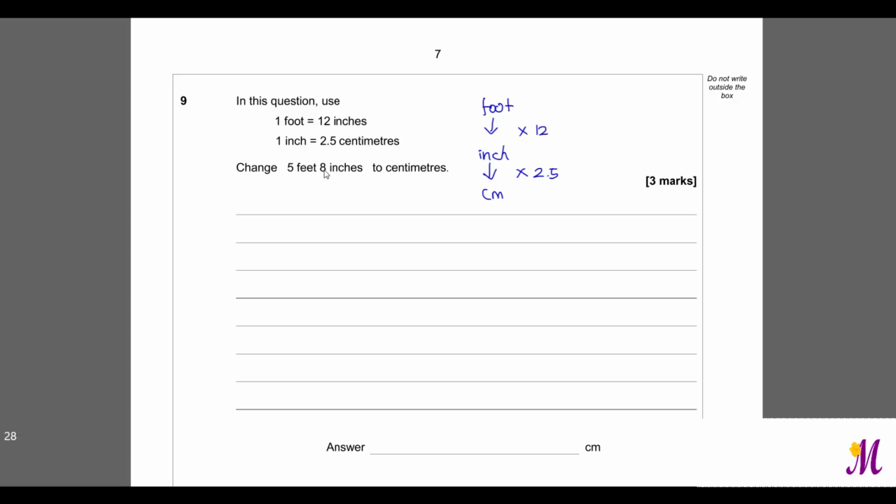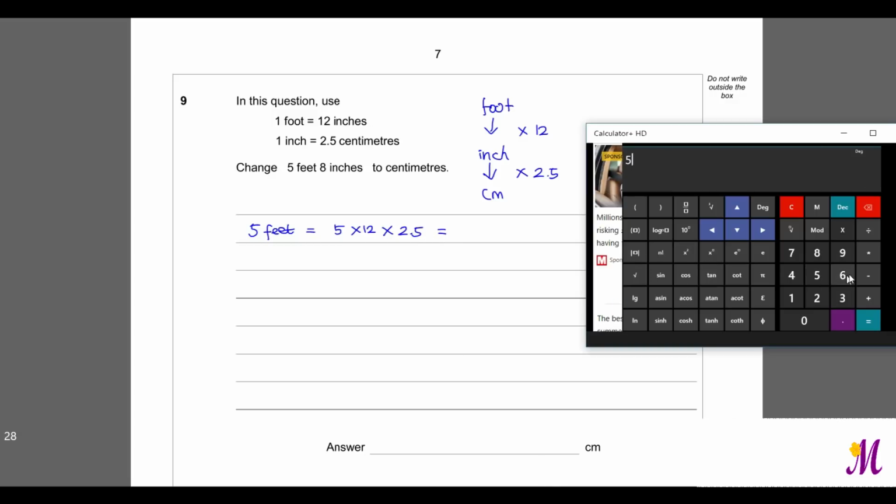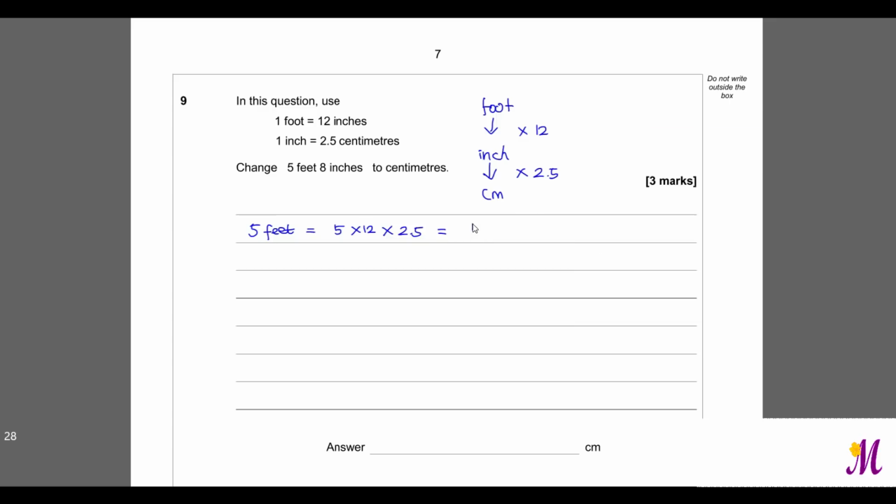Now from 5 feet 8 inches to centimeters, 5 feet will be 5 times 12 times 2.5. Let's see with the calculator, 5 times 12 times 2.5. So we get 150. 150 here, and this should be centimeters. Then we have 8 inches now. 8 inches is 8 times just 2.5, because it's from inch to centimeters.